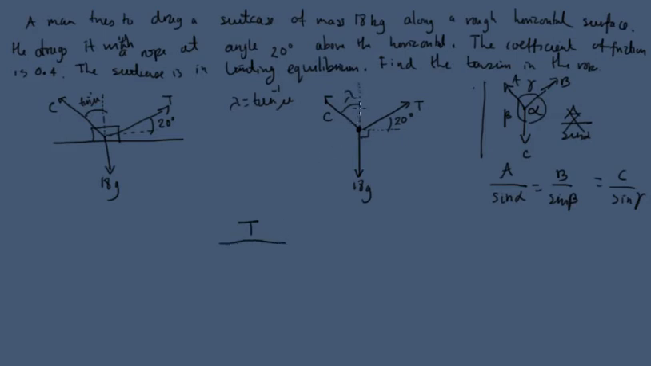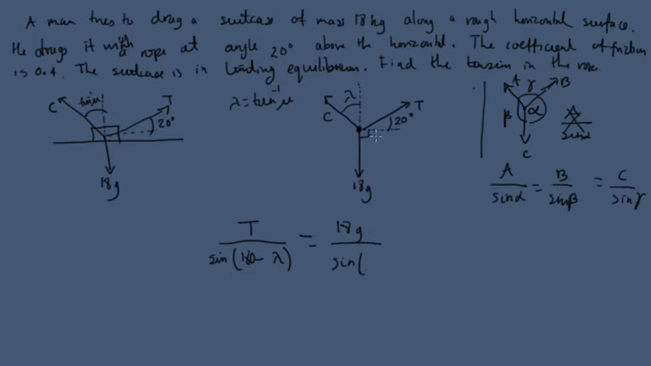Now what is this angle? So that's 180, so it's going to be sine of 180 minus lambda. And we know this angle here, so we can work out this here. So we'll do 18g over sine, so what is this going to be?